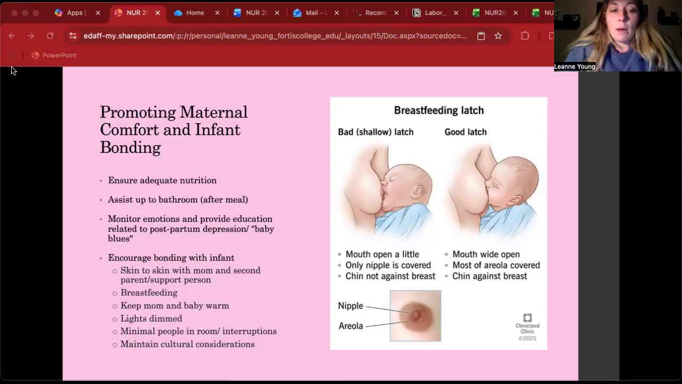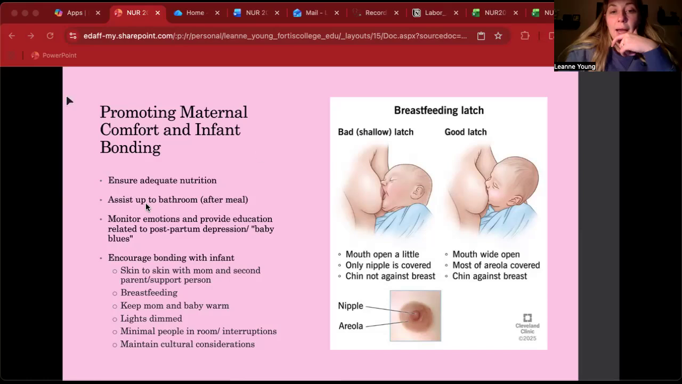So, skin to skin with mom and second support person. Monitoring breastfeeding. We're looking for a good latch, which we'll talk about here. We want to keep mom and baby warm. Make sure the lights are dimmed, promote relaxation. Don't let people in the room that they don't want in the room. Minimal disruptions. And then maintain our cultural considerations. Some cultures don't want to breastfeed, some cultures want to only breastfeed. Some people want to breastfeed, some people don't. So we need to have all these things in mind when we're providing care for our patients.